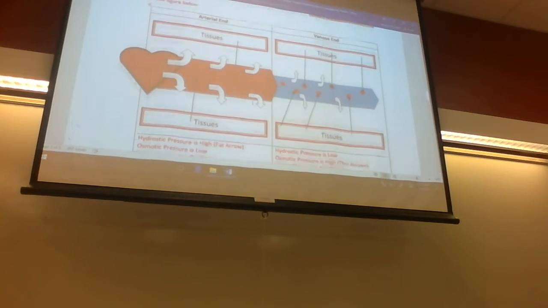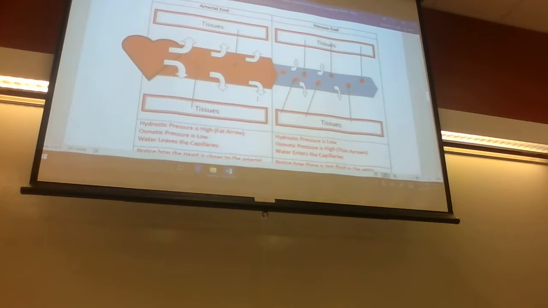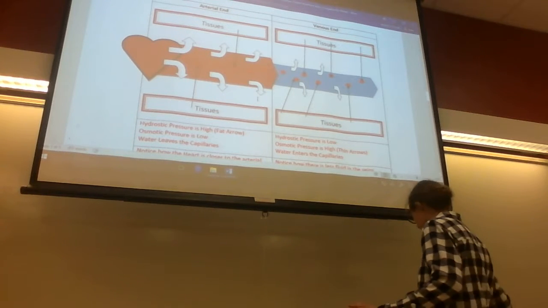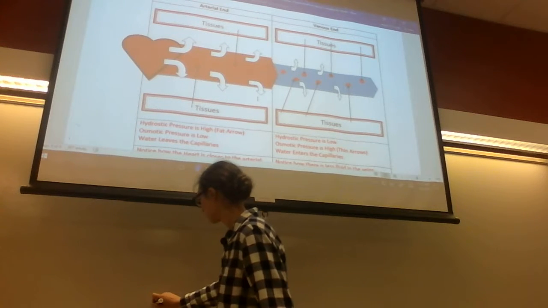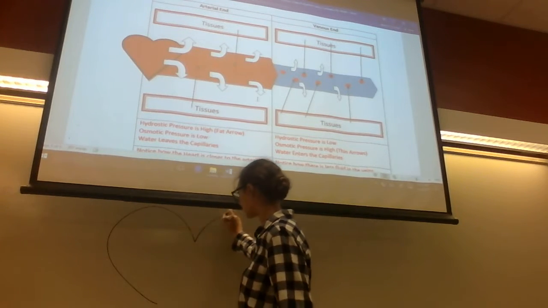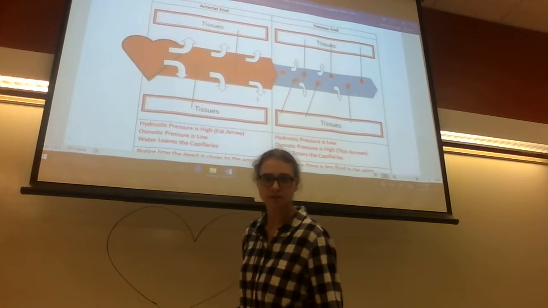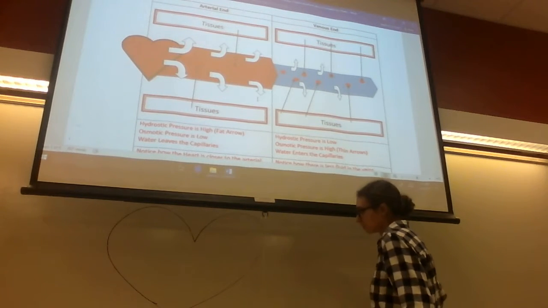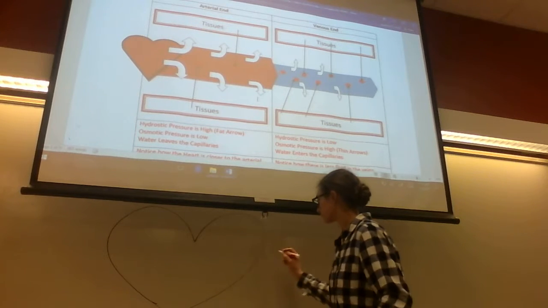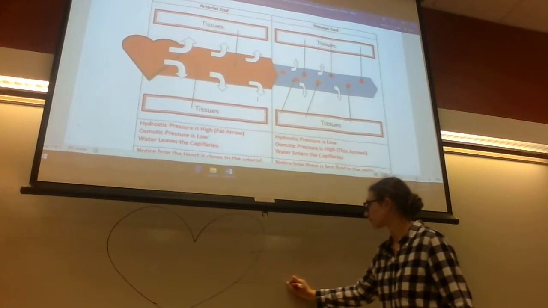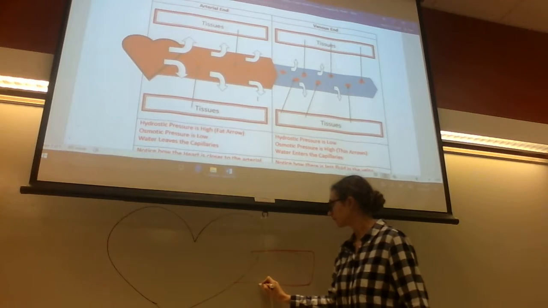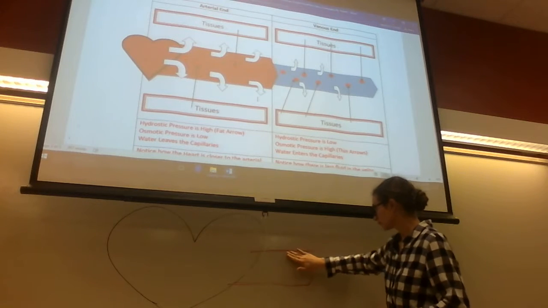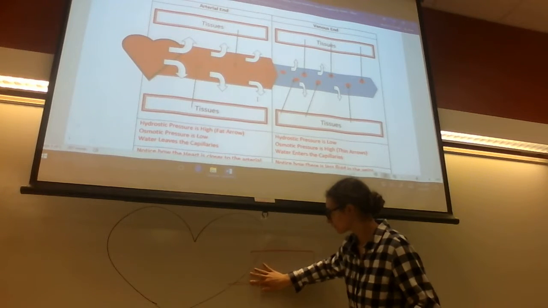So on your next page, going over this more in depth, you're going to have this kind of figure, and you can follow along. This is your heart. It's a really big heart. I don't need it that big. These are your arteries coming from your heart. And then you'll have your veins.